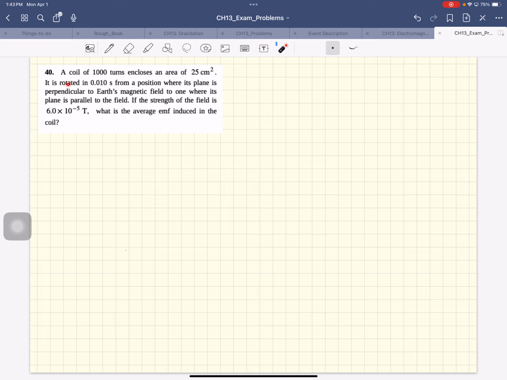A coil of 1,000 turns encloses an area of 25 centimeters squared. It is rotated in 0.01 seconds from a position where its plane is perpendicular to the Earth's magnetic field to one where its plane is parallel to the field. Okay, so let's say here's the Earth's magnetic field.